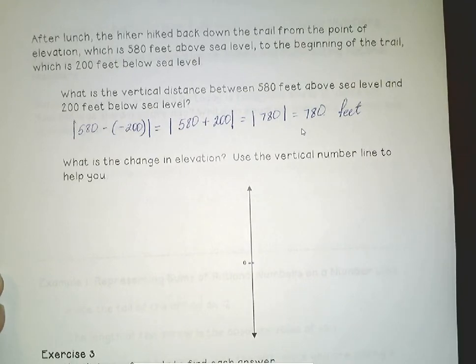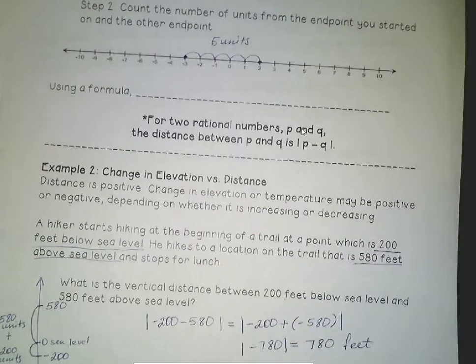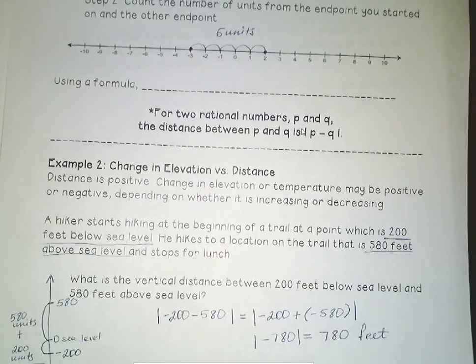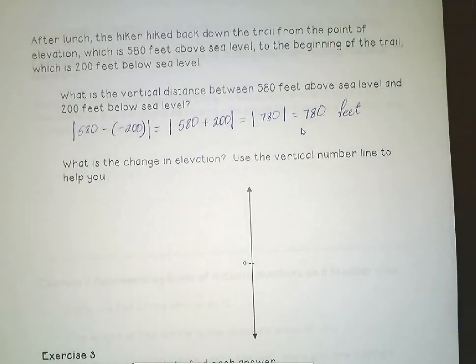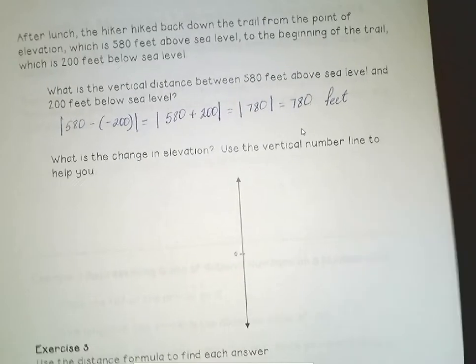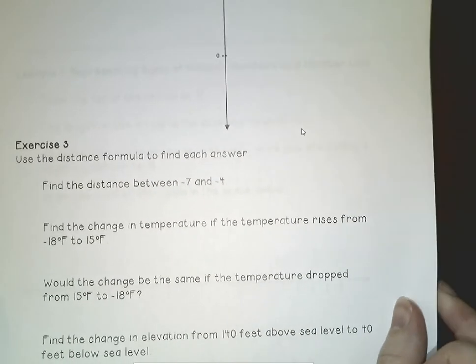All right, what is the change in elevation? Use the vertical number line to help you. Again, we already did the vertical number line. I drew it for you right here. You can do it yourself. I'm not going to touch it. And we will move on to the next exercise.